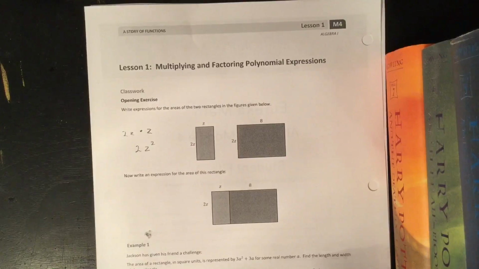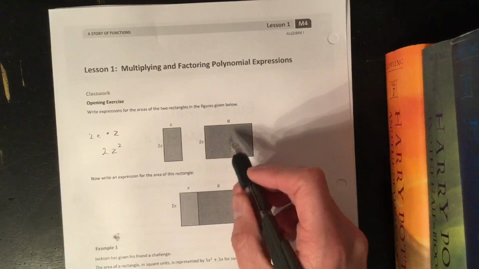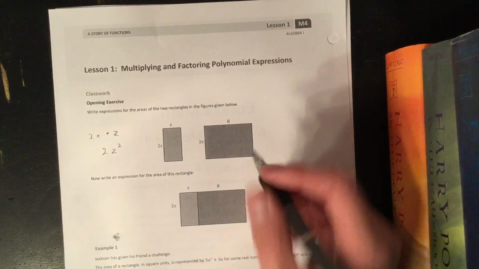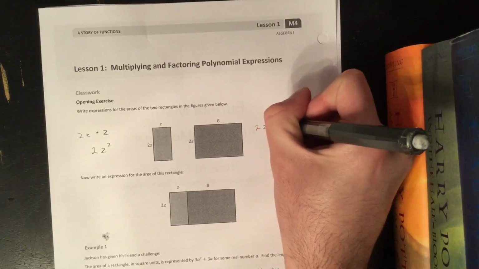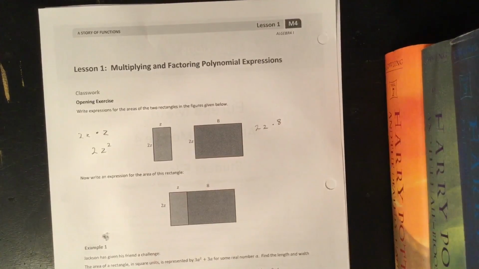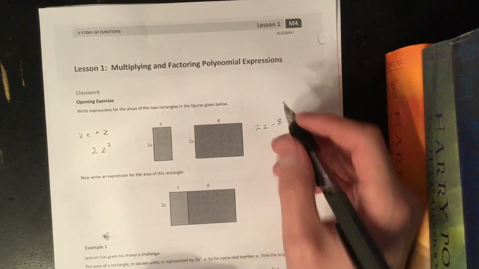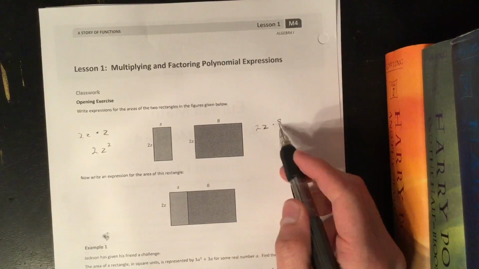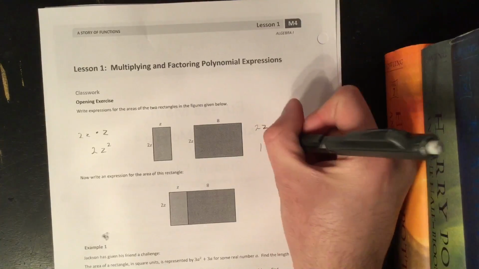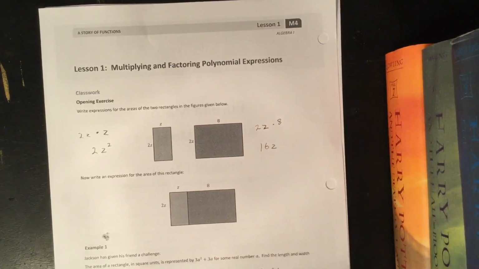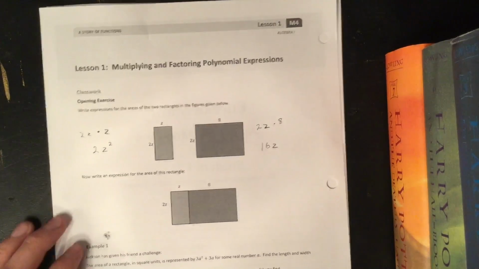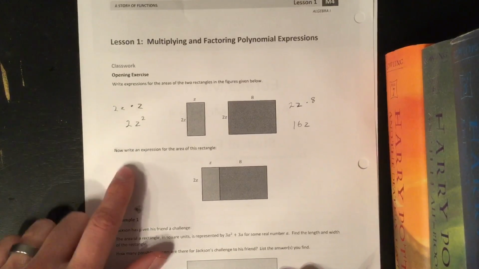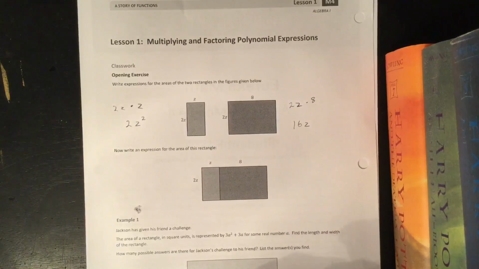For this side over here, we're going to have 2z times 8. And so for this one, there's no z's to multiply together. So we'll just multiply together the constants. So 2 times 8 is 16, and then we'll have z as well still there. So that's pretty basic. Now we're going to work on, this is where we actually start getting the polynomials.